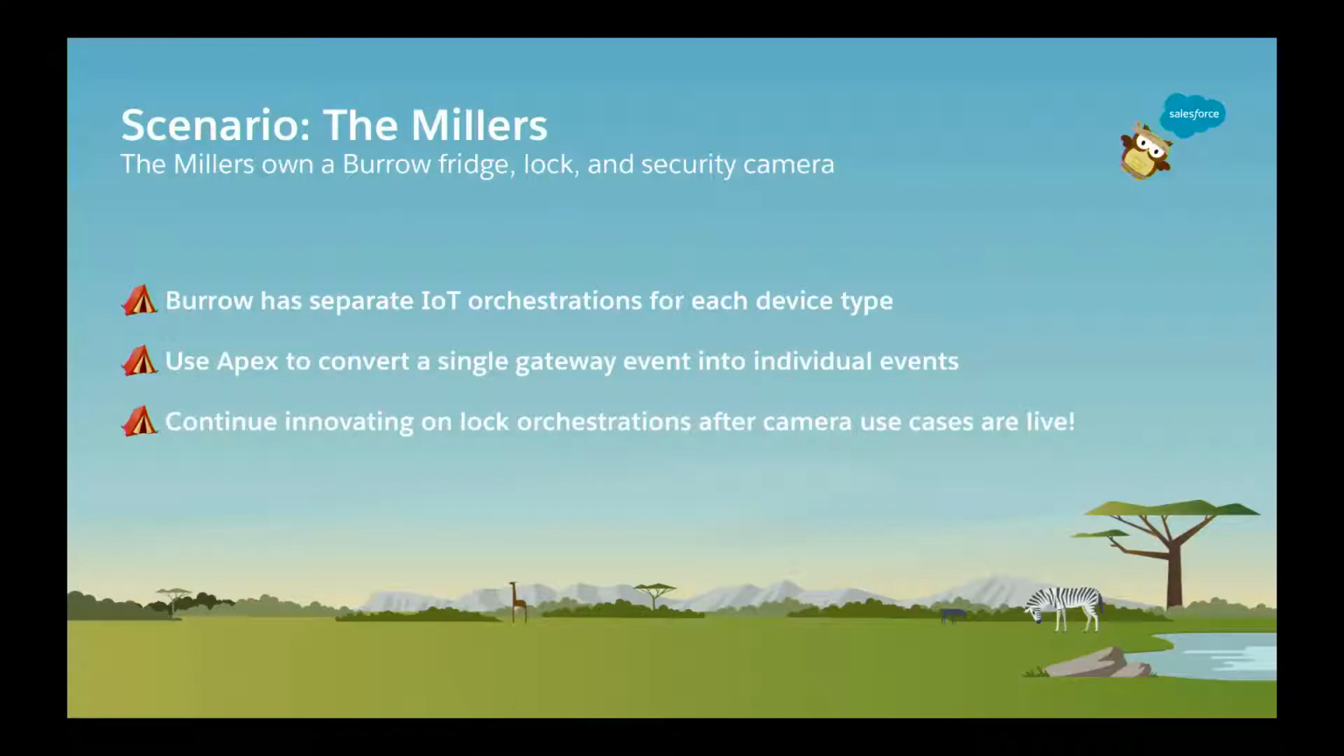So that's Burrow's motivation in splitting this one large event up into 3 individual events that are consumed by separate IoT orchestrations. So let's go ahead and jump into how we actually do that. Sound good? Yes. All right, so in Apex, what we need to do is a couple steps.